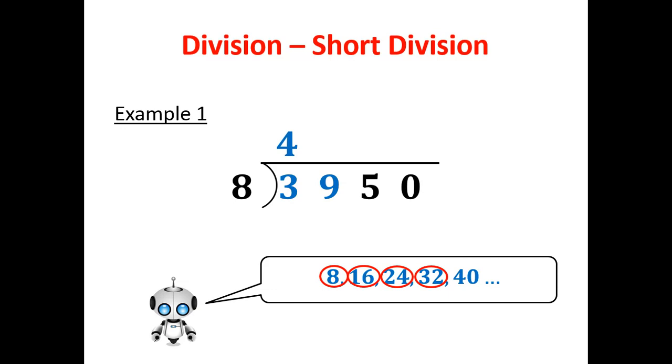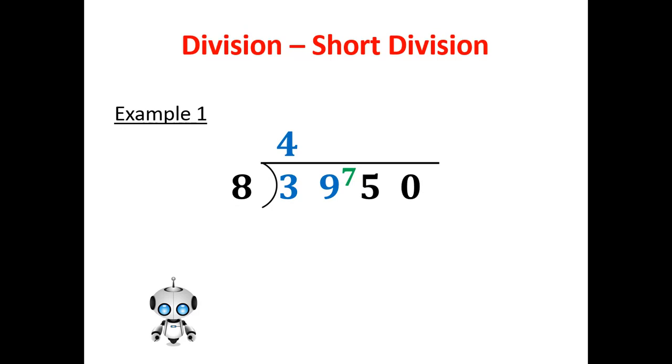Now 8 4s are 32, so what we're going to have to ask ourselves is 32 plus something has to get us up to 39. Well, 32 plus 7 more gets to 39, so there's 7 left over from the 32, so we're going to pop the 7 in here. And that's the end of round 1.